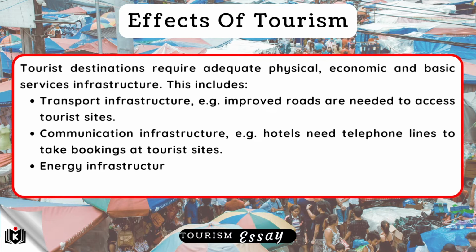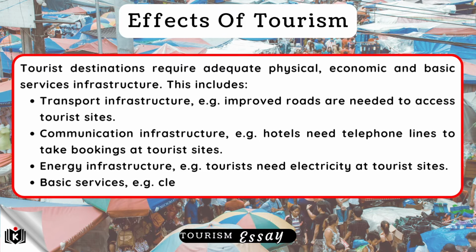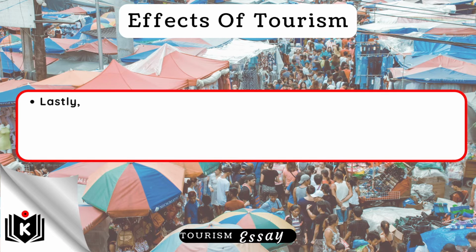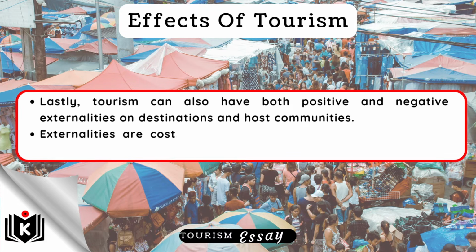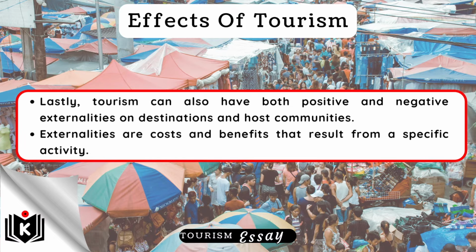Energy infrastructure, for example, tourists need electricity at tourist sites. And basic services, for example, clean water and refuse removal. Lastly, tourism can also have both positive and negative externalities on destinations and host communities. Externalities are essentially costs and benefits that result from a specific activity.